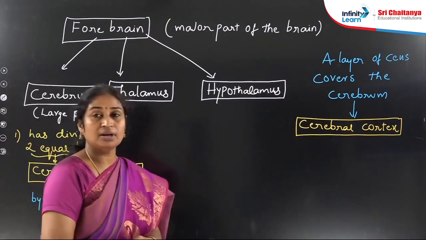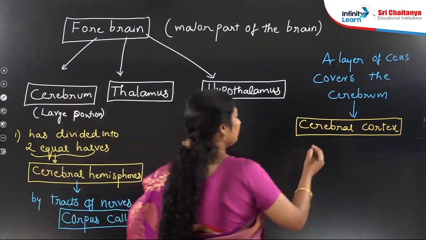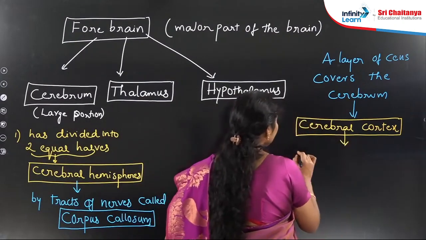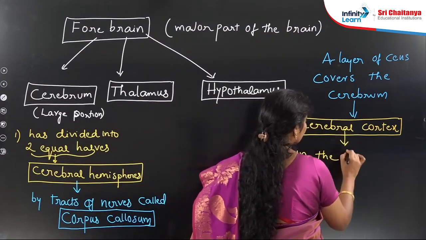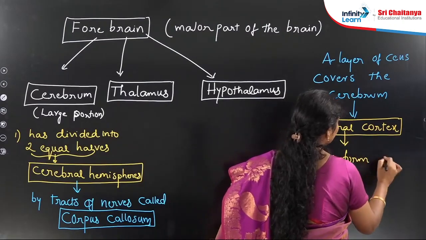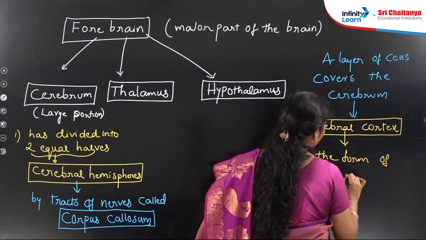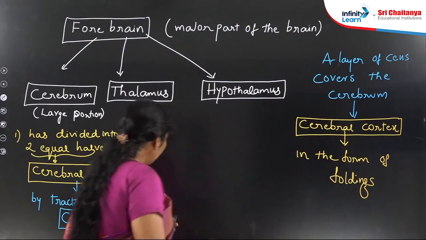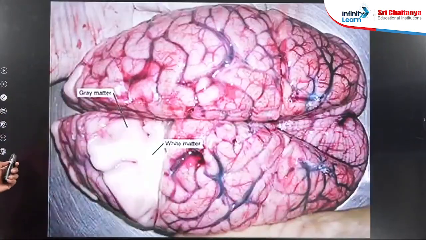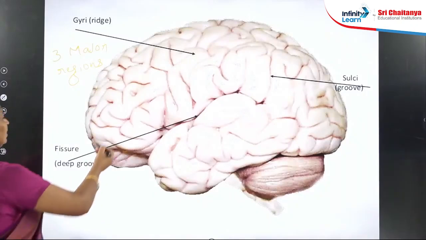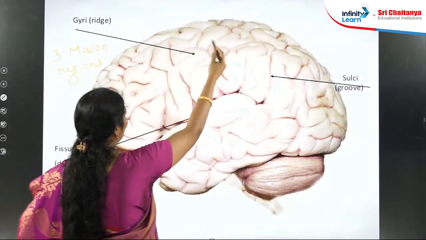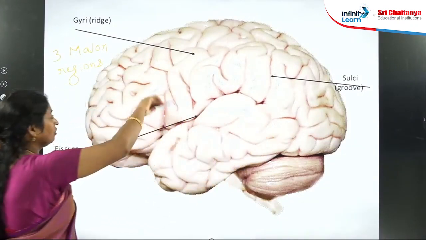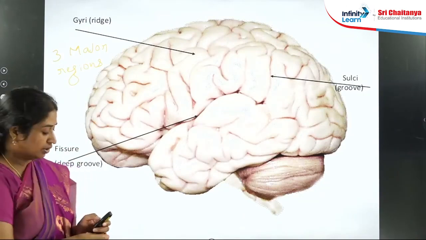How does this cerebral cortex appear? It is present in the form of foldings. For example, in this previous picture, all these are the foldings. These foldings we call the outer layer of the cerebrum. It is known as the cerebral cortex.